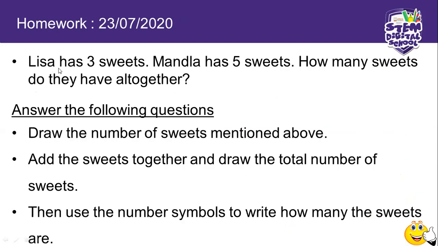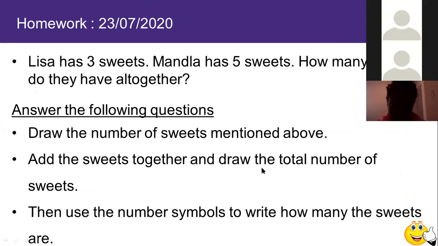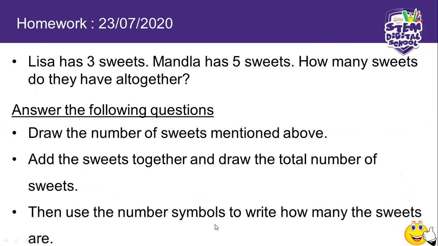it was saying Lisa has 3 sweets, Mandla has 5 sweets. How many sweets do they have altogether? We're supposed to draw the number of sweets mentioned above. Okay, and then to add the sweets together and draw the number of sweets, then use the number symbols to write how many sweets there are.